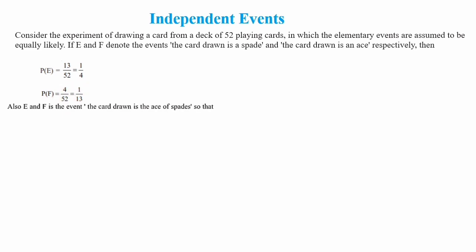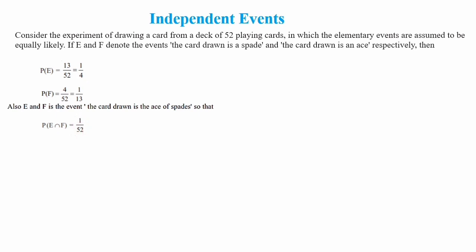Next, E and F is the event that the card drawn is the ace of spades. Both are taken together, meaning the card is the ace of spades. So P of E intersection F is equal to 1 divided by the total number of outcomes, 52, because there is only one ace among the spades.